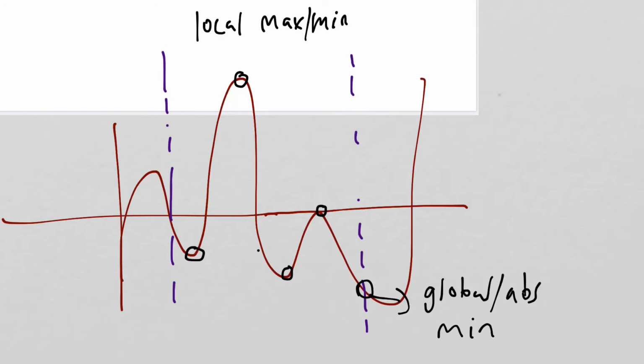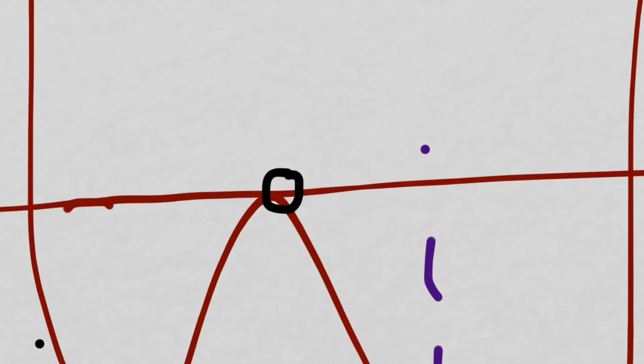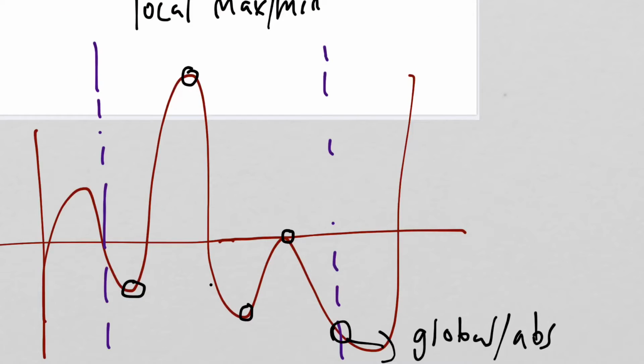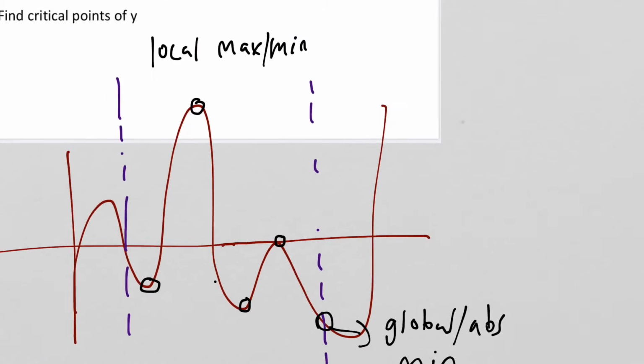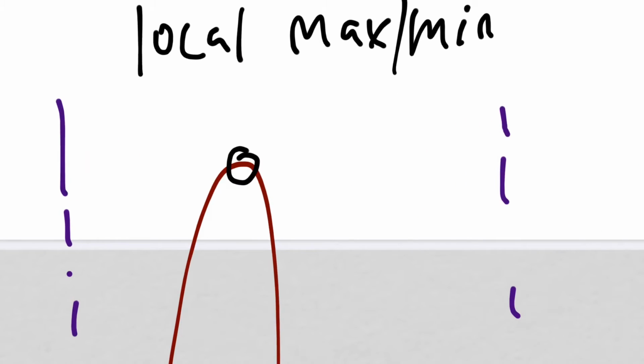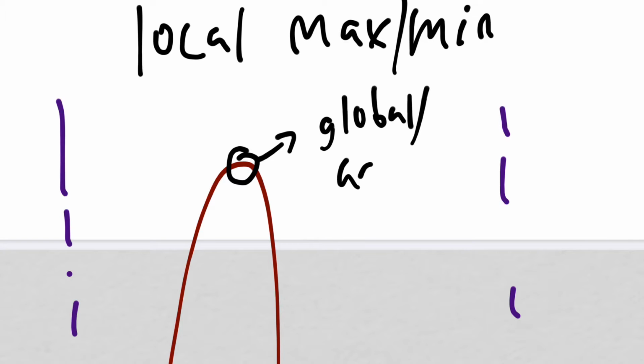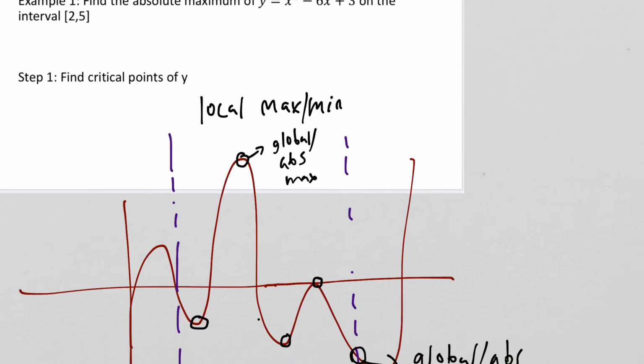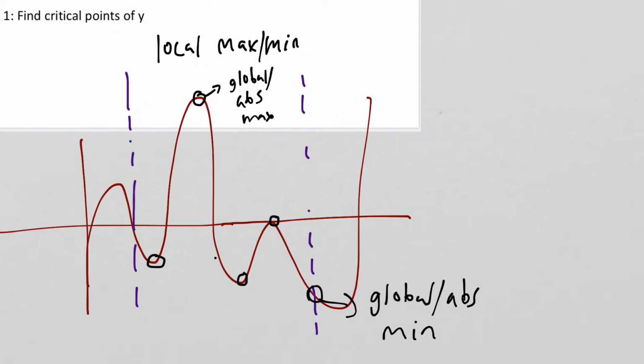Now, if I look at this guy, he is a local maximum because he is the biggest point in his area. But he's not the global max or the absolute max. The global or absolute max is up here. This is the global or absolute max. It is just the largest value in our interval. And then the global or absolute min is the smallest value in our interval. All these other maxes and mins we just call local maxes and mins.